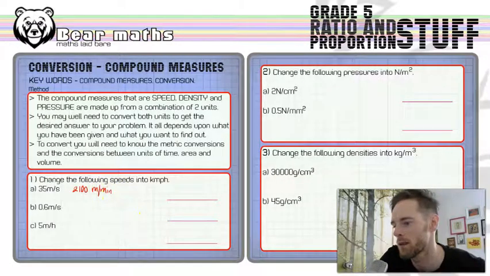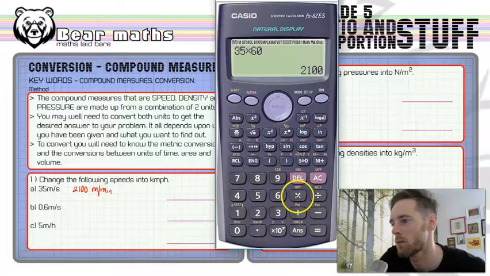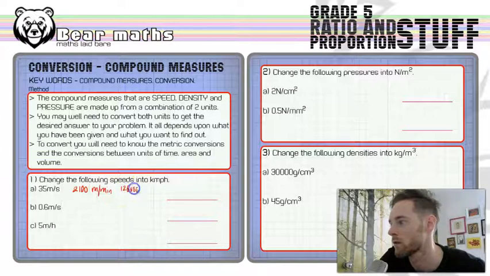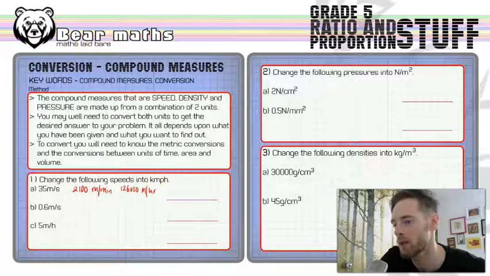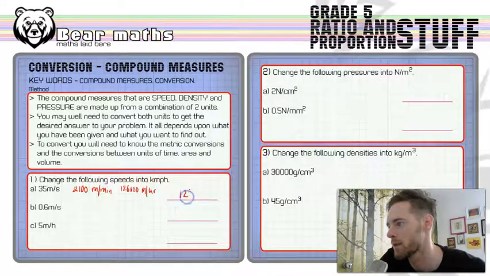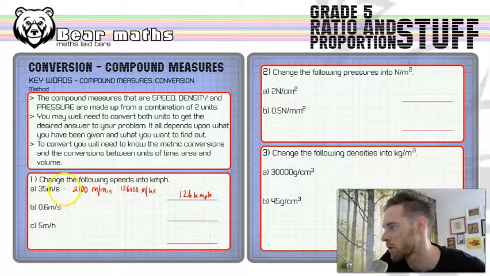Now, there are 60 minutes in an hour, so we're just going to multiply by 60 again, and then we're going to turn our units into 126,000 meters per hour. That's good, but we need it in kilometers per hour. So how many meters are there in a kilometer? There are 1,000, so we need to divide by 1,000. There you go, 126. So that's 126 kmph. Pretty quick.